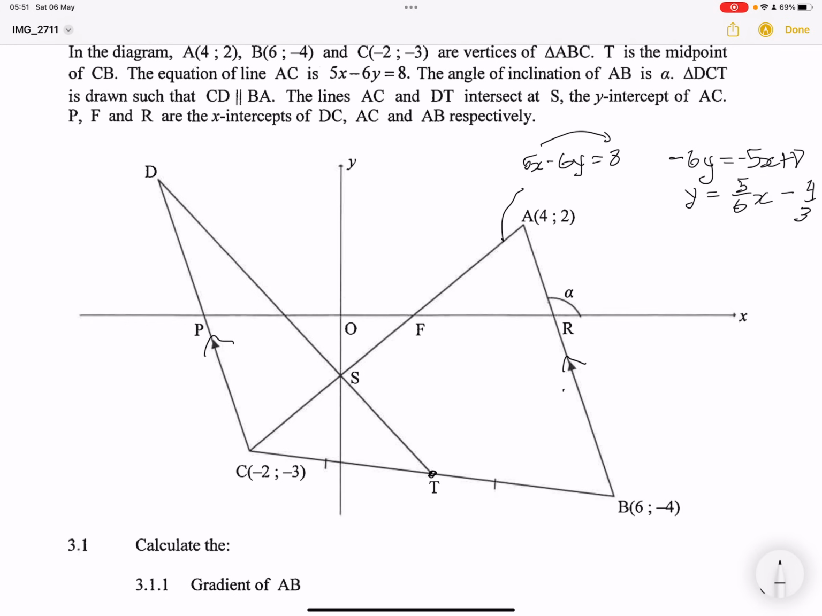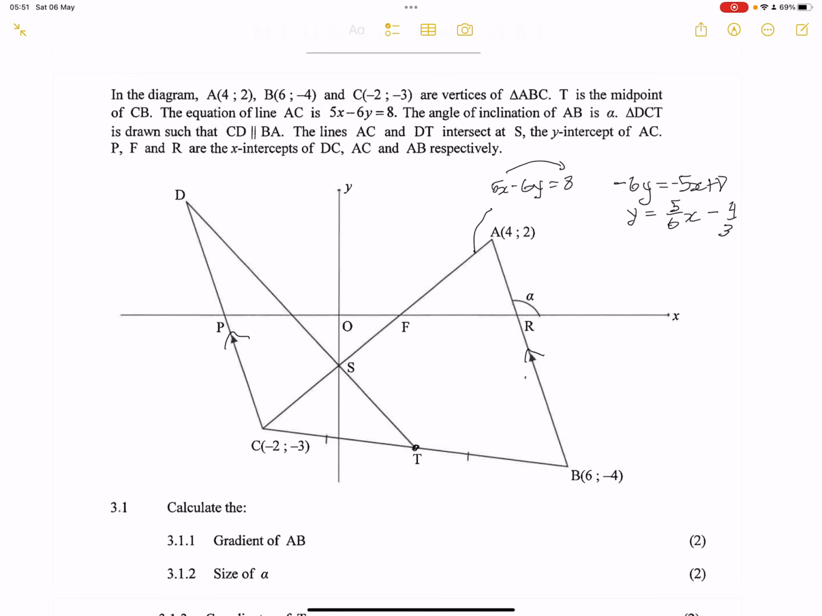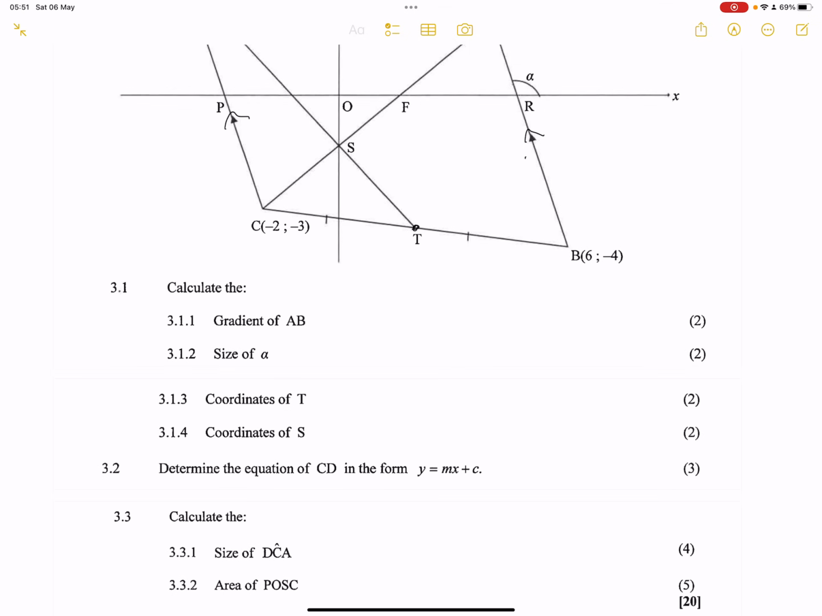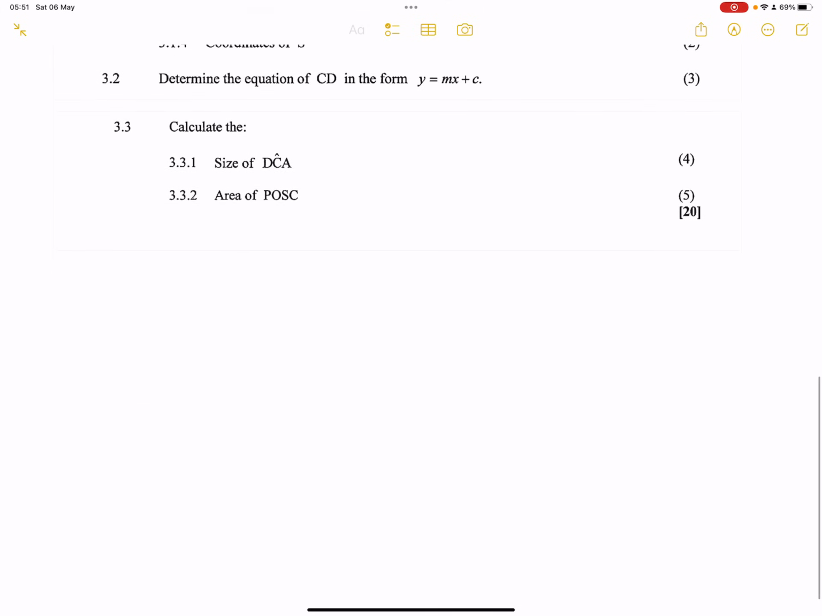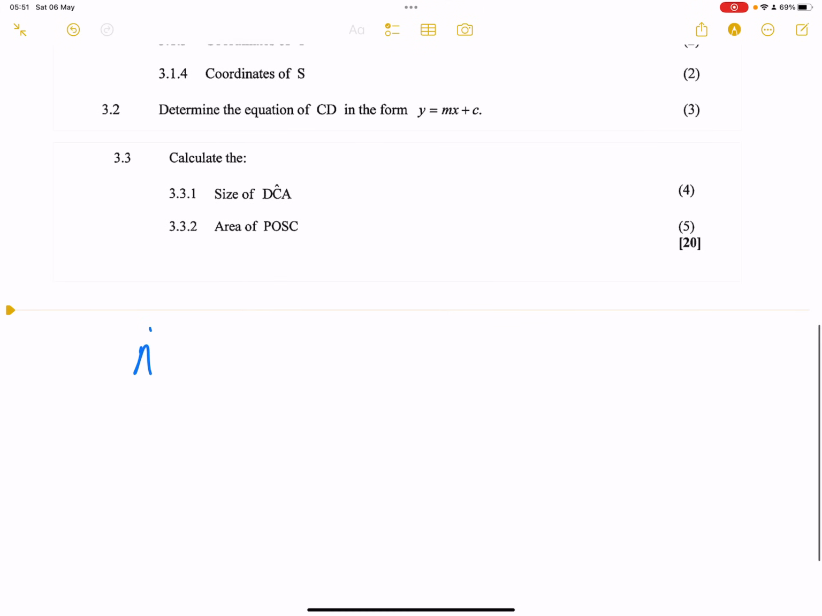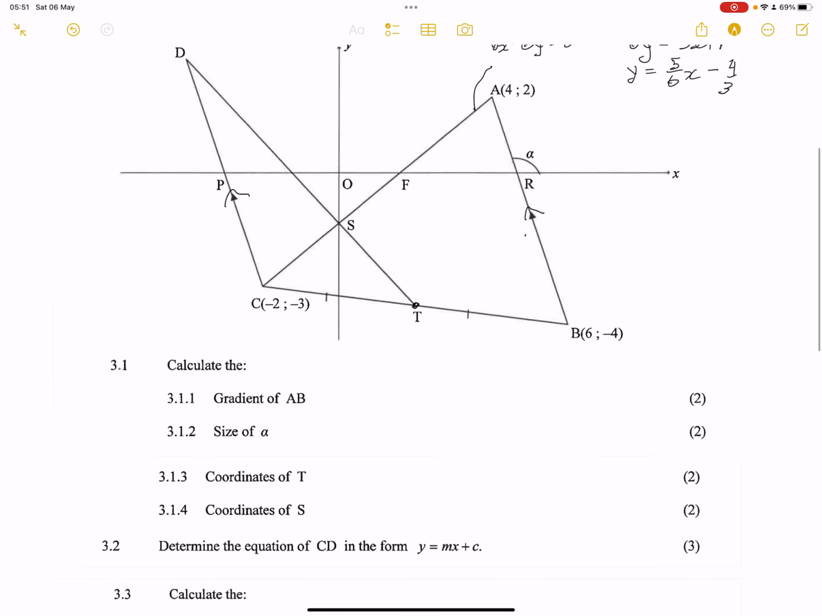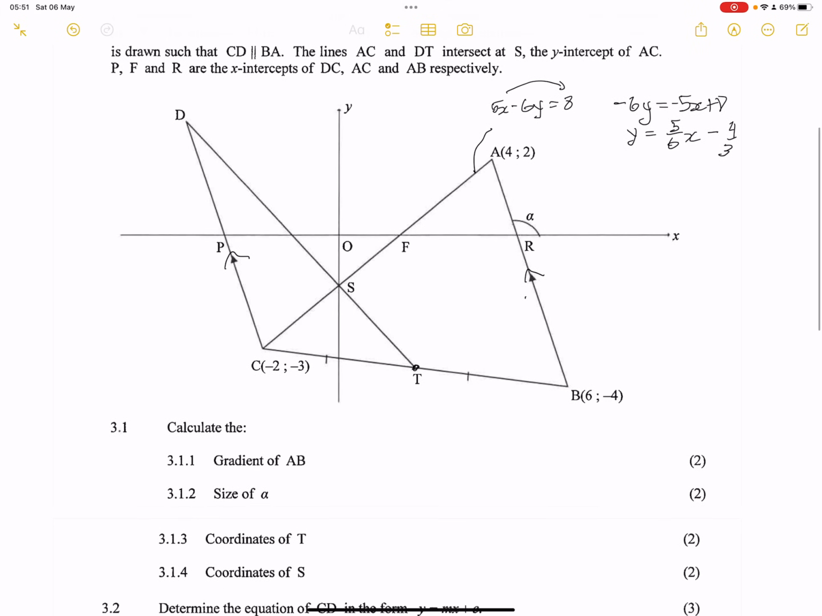All right, let's get right into the question. The first question is: calculate the gradient of AB. So we've got our points there for AB, which is A (4, 2) and B (6, -4). I'm going to write that down there. That's what we have for our points there.